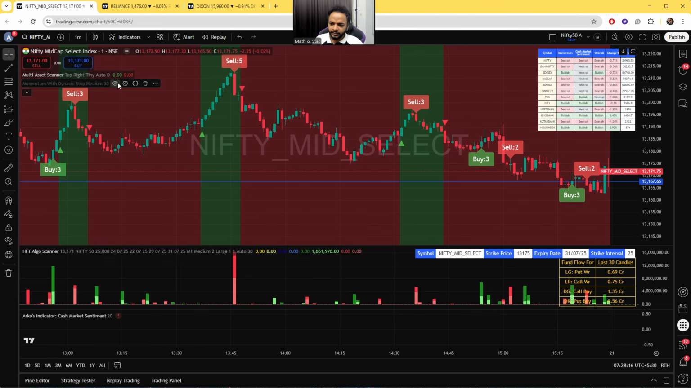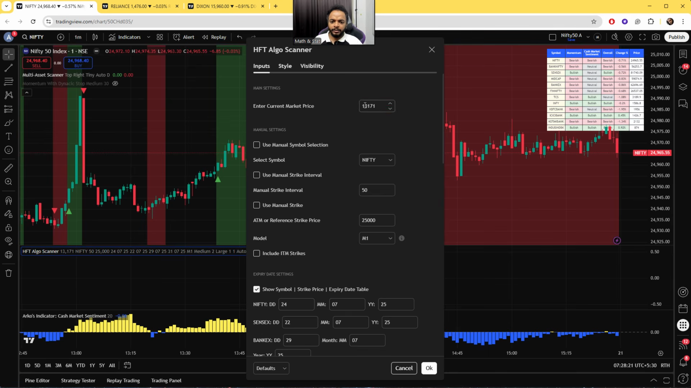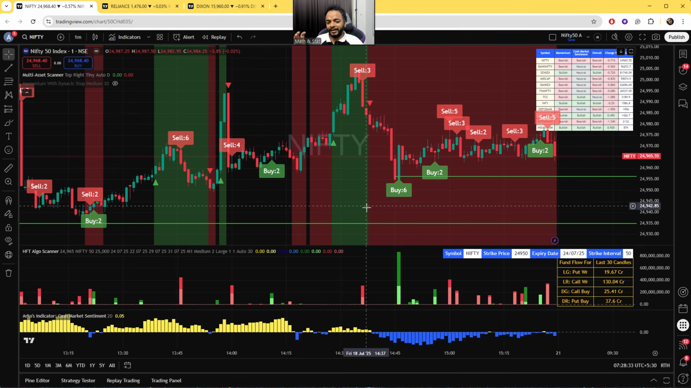Let's go back to Nifty and input the settings again: 24,965. Don't stick to one ATM, because if Nifty moves above, let's say, 25,000, change the ATM to 25,000. Always try to keep the strike price at the money for the best accuracy. It is very, very recommended to keep the strike price at the money.